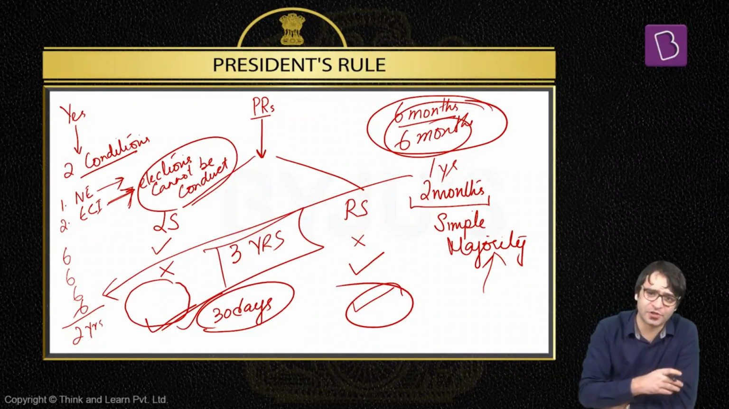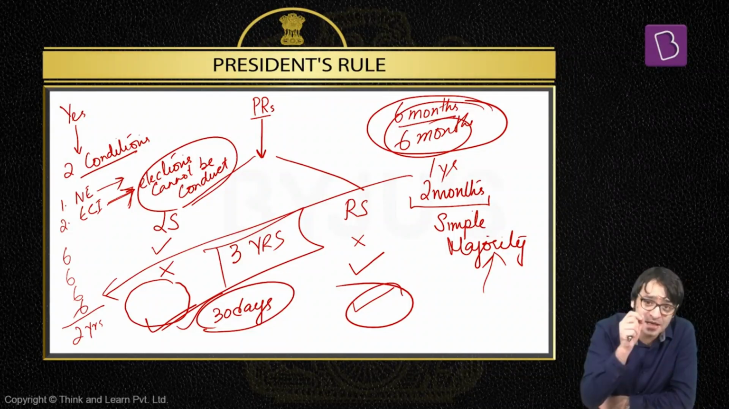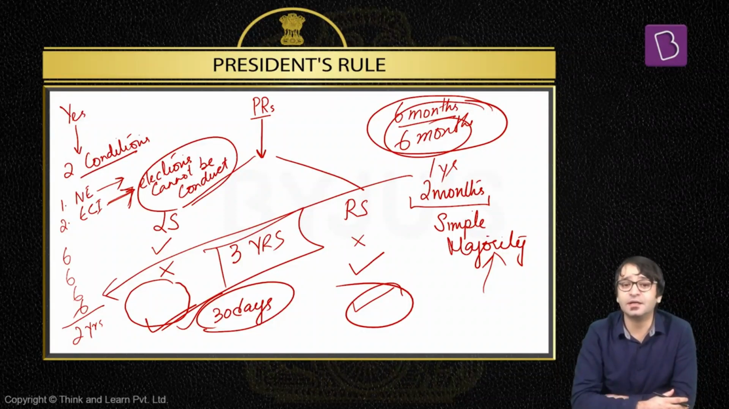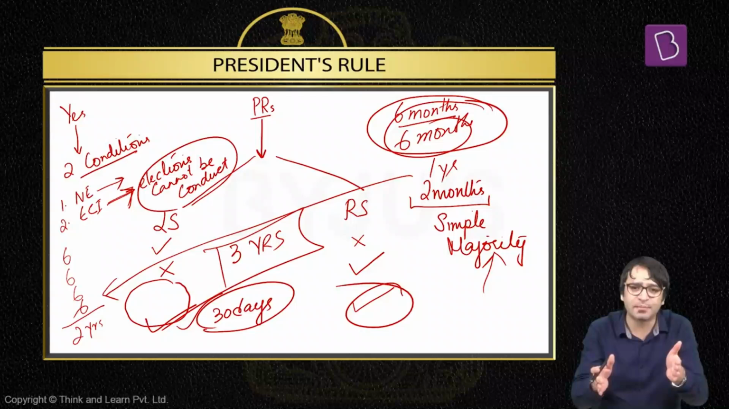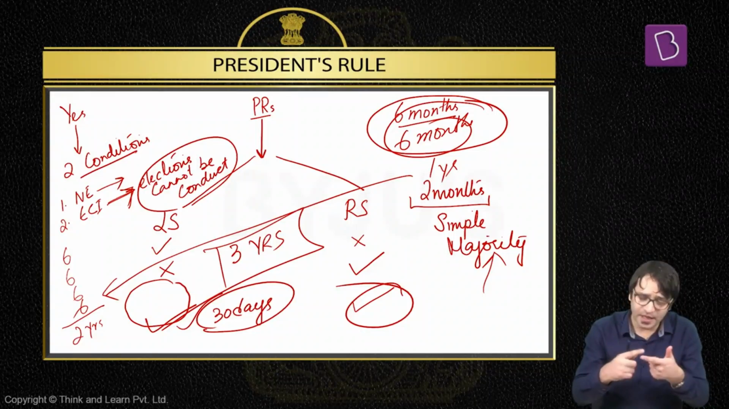And the President, because of this proclamation, may suspend any provision of the Indian Constitution with respect to that state, except the provisions related to the High Court of that state. President's rule, once it is imposed, within 2 months, both houses of the Parliament shall approve this President's rule by simple majority. If approved, continues for 6 months.